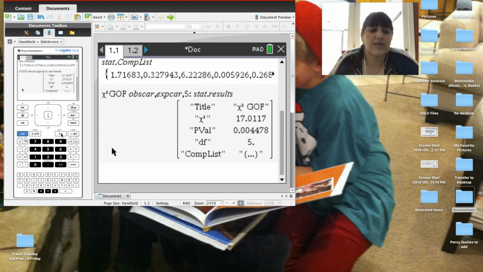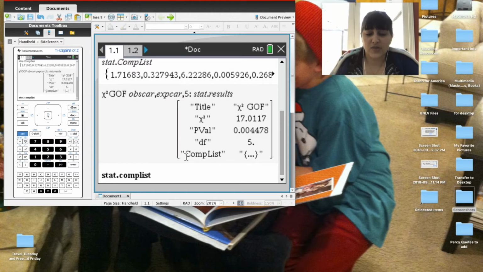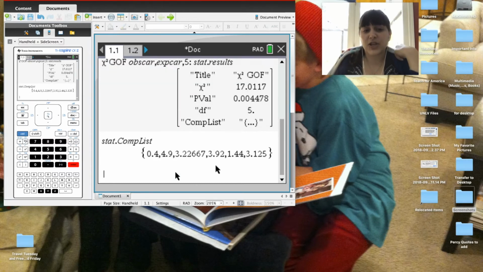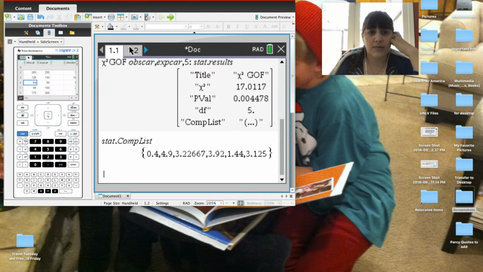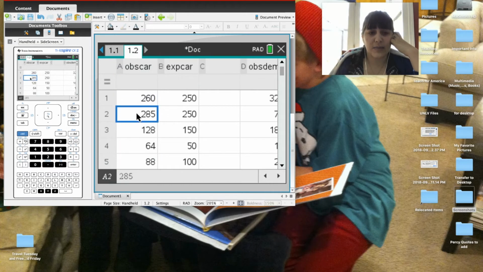So if you click the variable button, VAR, see how you have this thing that says stat.complist. It will show you what all of these values are. Okay, so I'm going to choose that and click enter. So these are the individual components of the chi-squared value, and they go in order. So the first one here was the white cars, right? Then the black cars, et cetera, right?